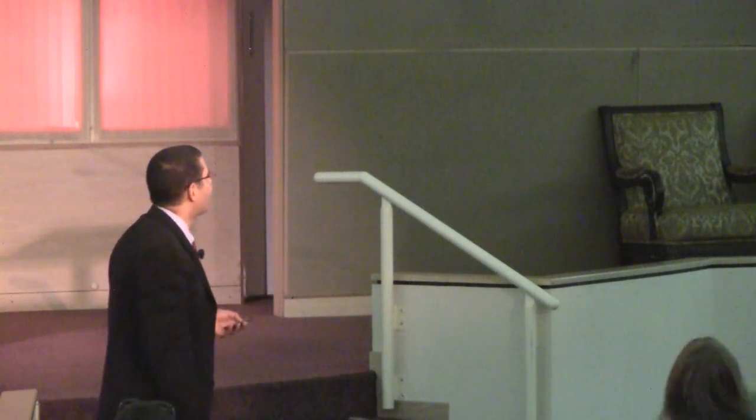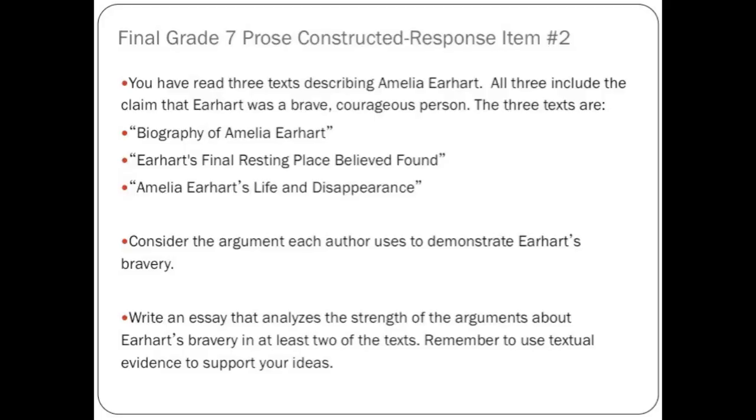Okay. And then they go, you have read three texts describing Amelia Earhart. All three include the claim that she was a brave, courageous person. These are the three texts. Consider the argument each author uses to demonstrate Earhart's bravery. Write an essay that analyzes the strength of the argument about her bravery in at least two of the texts. Remember to use textual evidence to support your idea. So what do you think? This is seventh grade. Can your seventh graders do it?